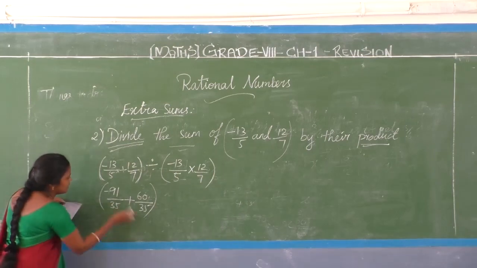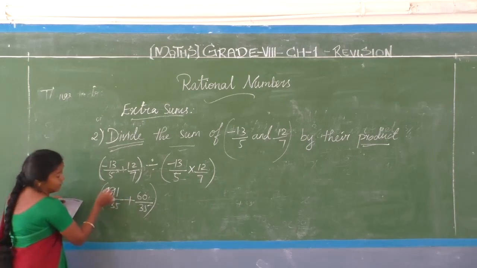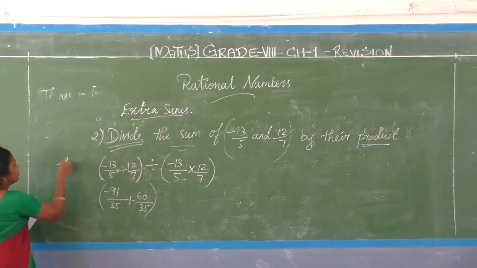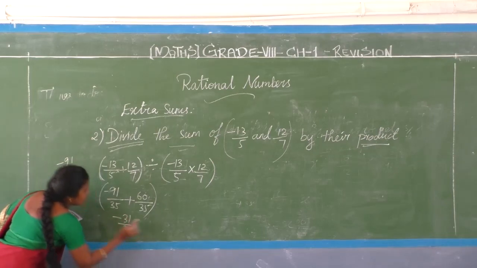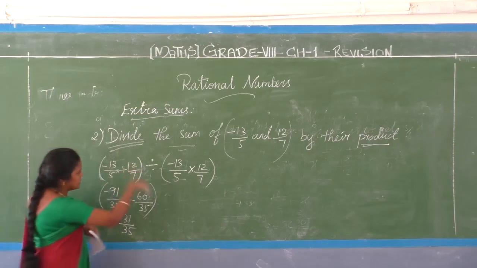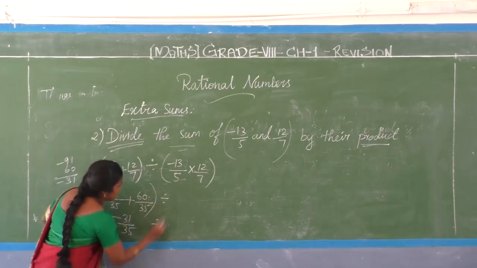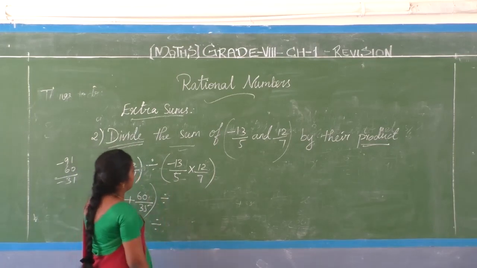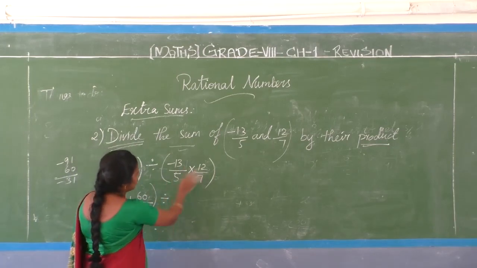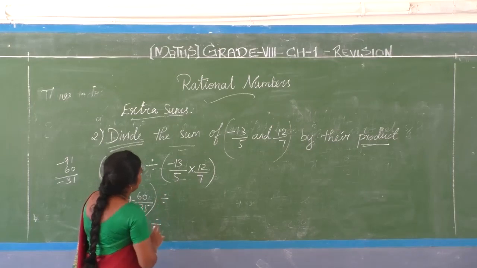Now we have changed it to addition of like rationals. Now simplify: minus 91 plus 60. How to simplify the integers? Different signs, so we must subtract: 91 minus 60 is 31. The bigger number is negative, so minus 31 by 35. First part solved. The same way, come to the product. Here there is no need to take the LCM. Directly we can cancel or multiply. Here there is no chance to simplify. As it is, we have to multiply only.